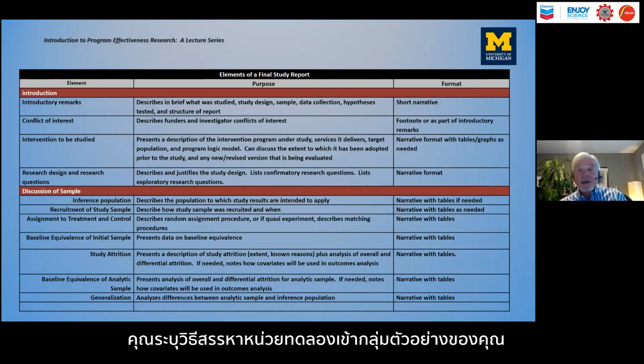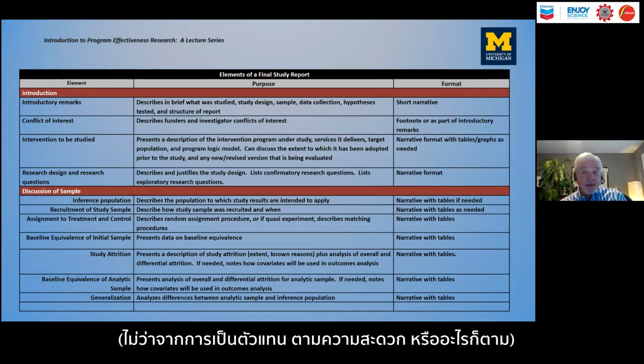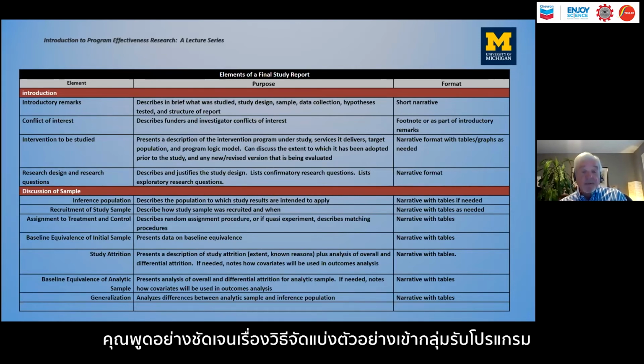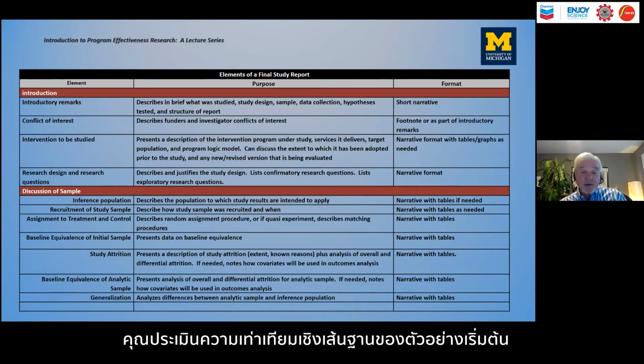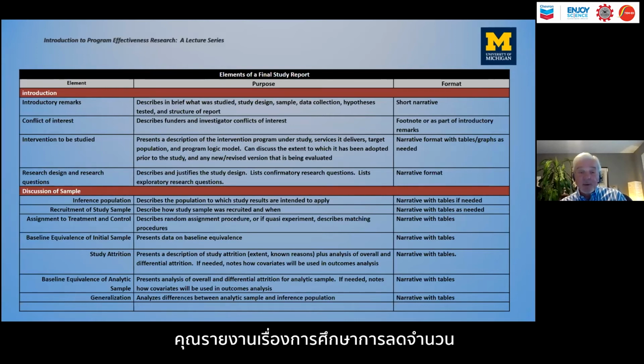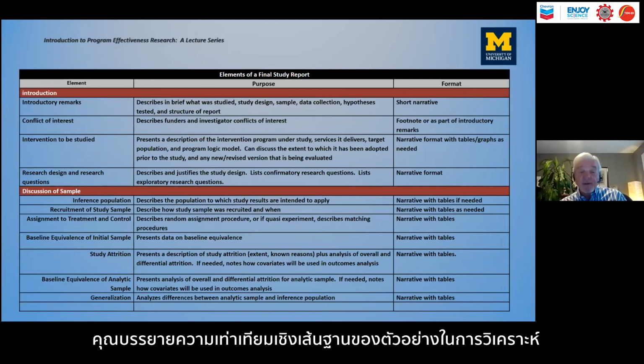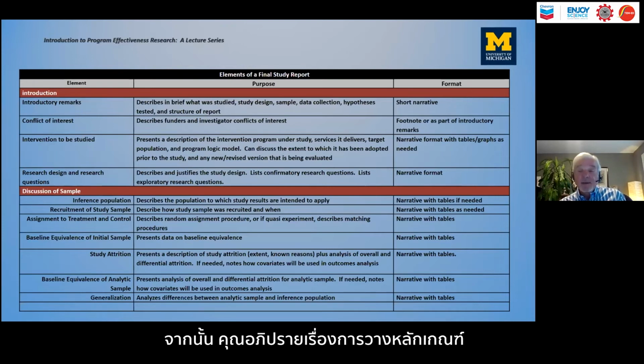You specify how you recruited units to your sample, whether it was representative, convenience, whatever. You talk explicitly about how your sample was allocated to treatment and control. You assess the baseline equivalence of the initial sample. You report on study attrition. You describe baseline equivalence of the analytic sample, and then you discuss generalization.